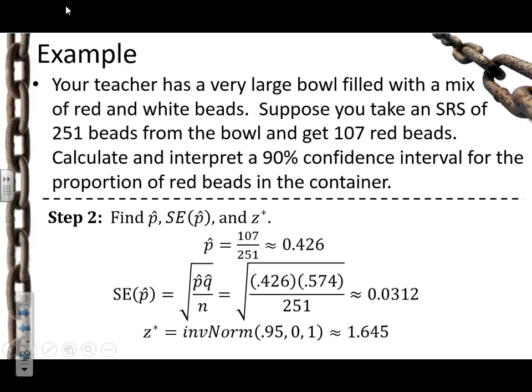Then for standard error. So we start with p hat. We get a value of, in this case, 0.426 when we divide it out. Now for standard error, we use p hat times its complement divided by the sample size all inside the square root. So we found 0.426 for p hat. Its complement would be 0.574. And then we divide by the sample size, which is 251. So we get a standard error of 0.0312.